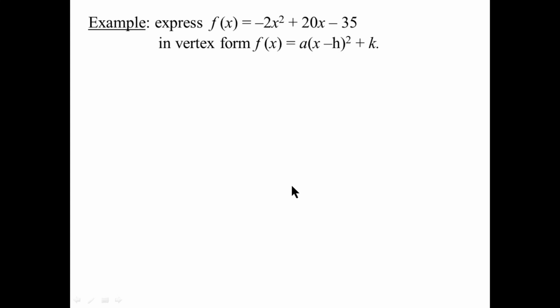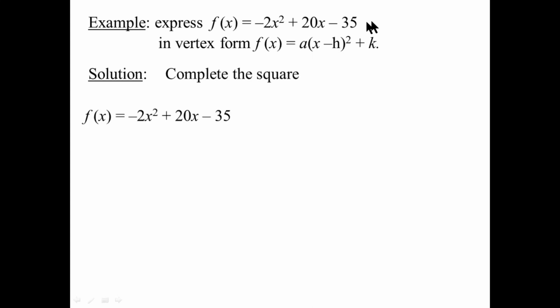Express a parabola in vertex form. Well, here's a parabola: -2x squared plus 20x minus 35. So, for the solution, the solution is to complete the square. So we're going to take our parabola, which was given, copy it, and we have to complete the square. And there's a number of steps, which I will outline here.